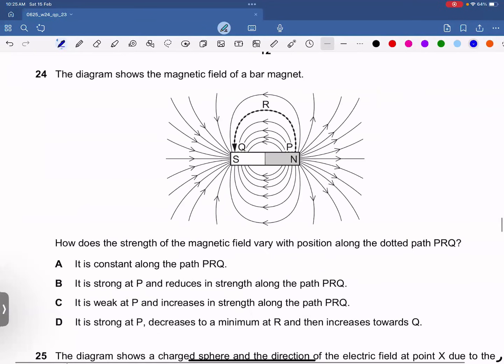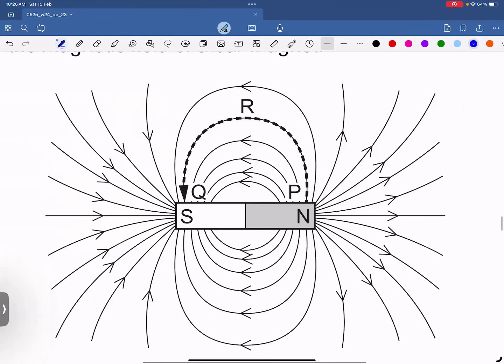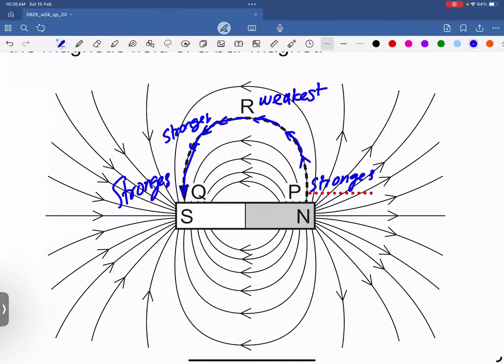The diagram shows the magnetic field around a bar magnet, and how the strength of the magnet changes from P to Q to R. P is at the pole, it is strongest. As you keep going this way, the field becomes weaker, weaker, weaker, and then weakest. Then again you start coming towards the pole, it starts to become stronger, and eventually at Q it is strongest. So the answer is strongest, becomes weak, then again strongest.